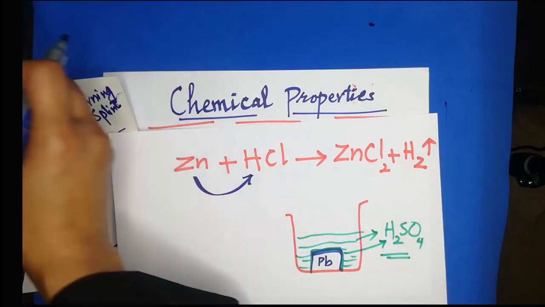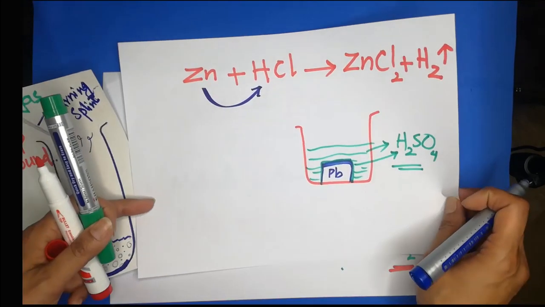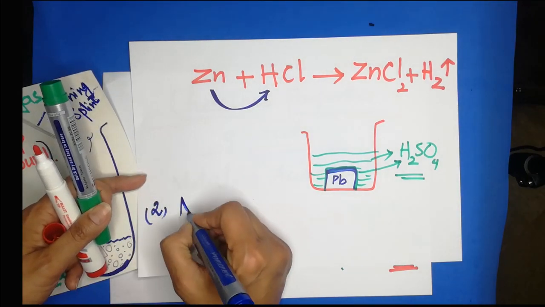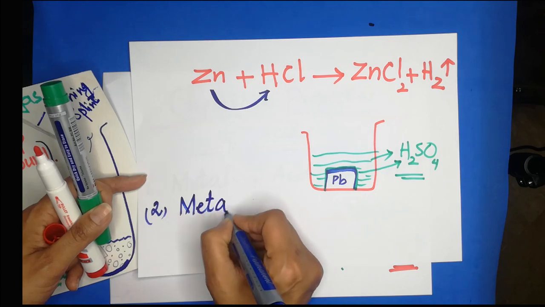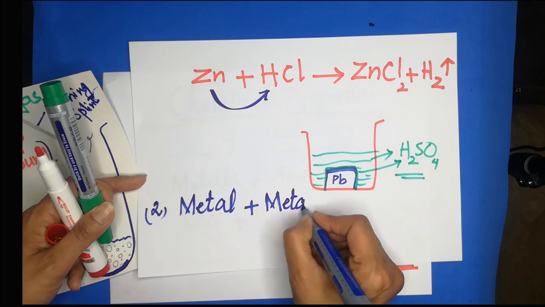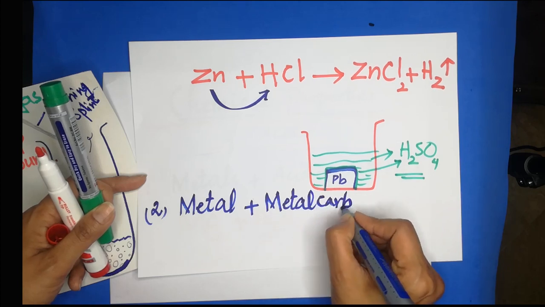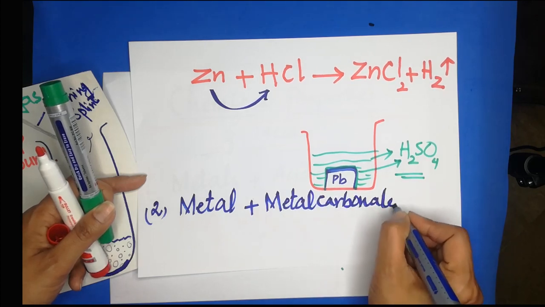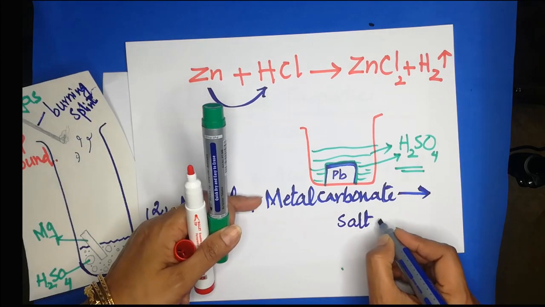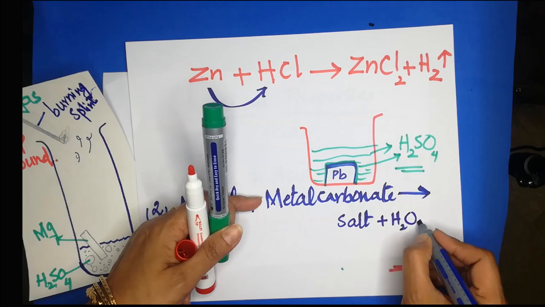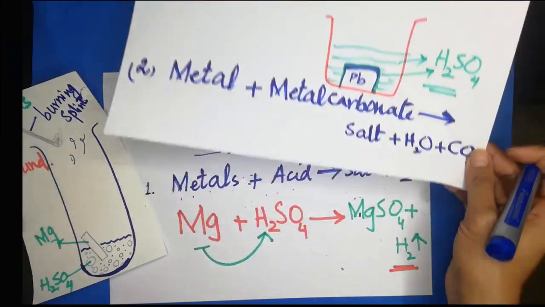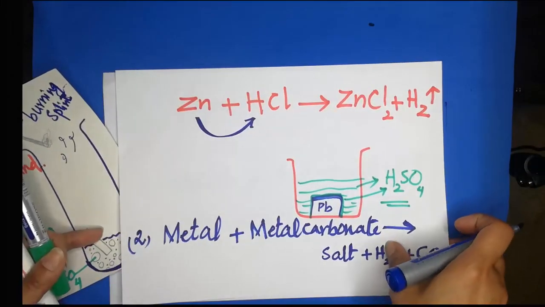Now we are going to have a look at the next equation, that is metal plus metal carbonate. It will react together to form salt, water, plus carbon dioxide gas. So now we are going to do this equation.